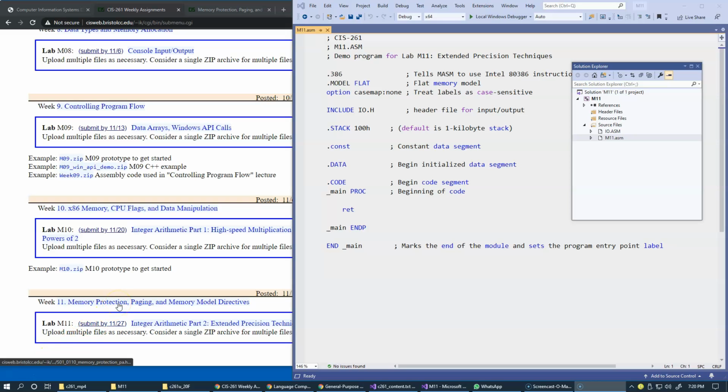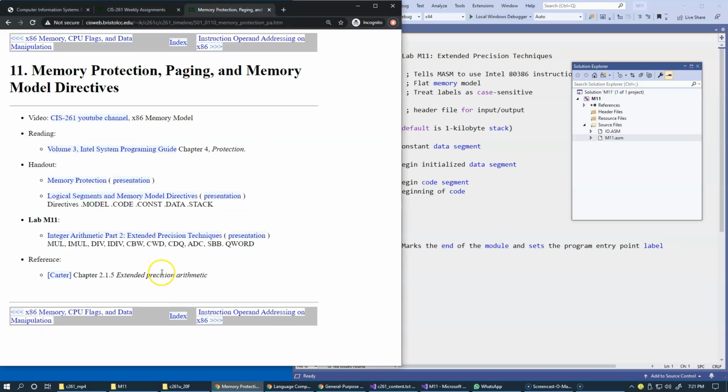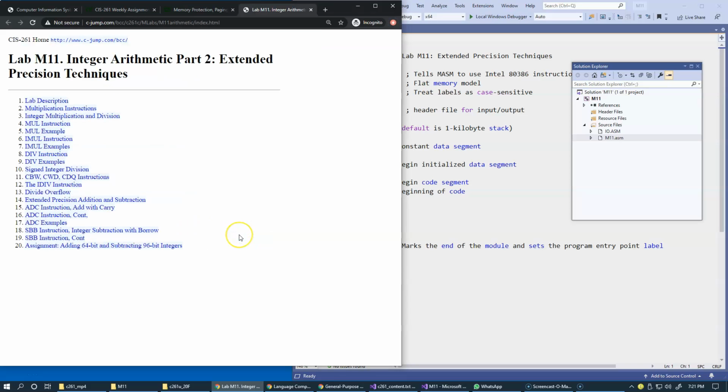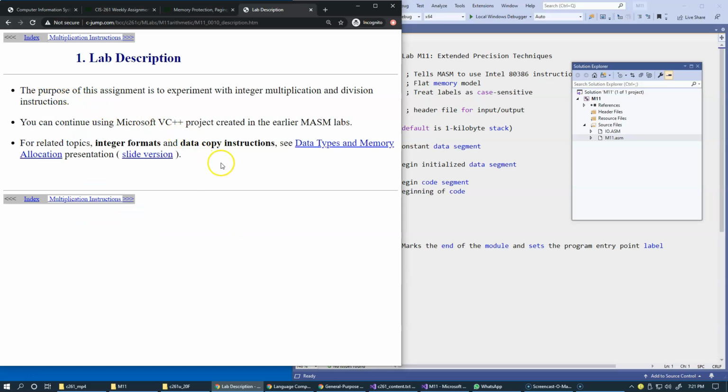Our next programming project is laboratory exercise M11, and it's called Extended Precision Techniques. It is the second part to explore integer arithmetic and continue using extended precision numbers, an experiment with integer multiplication and division.